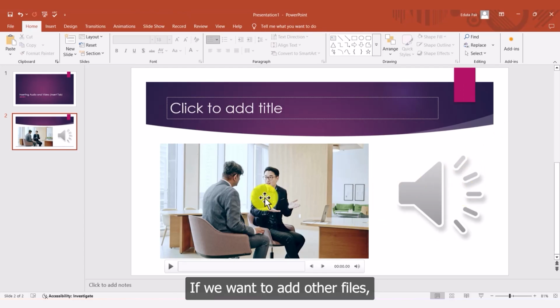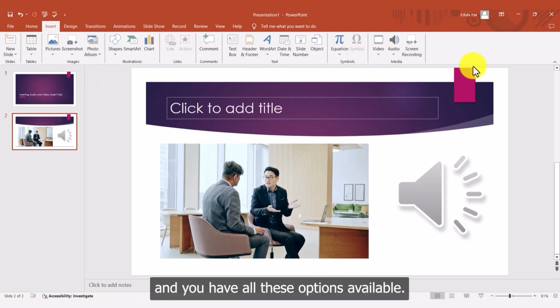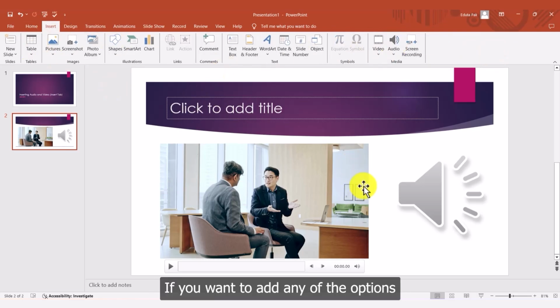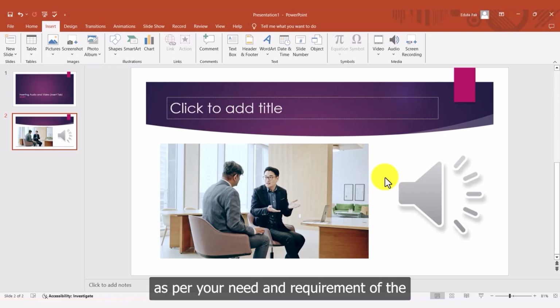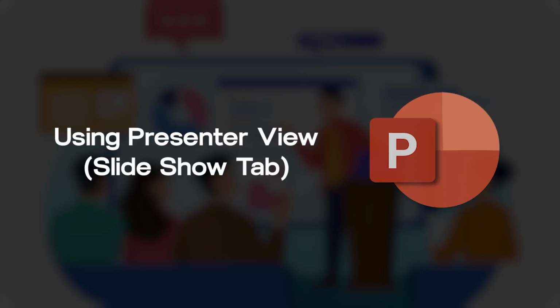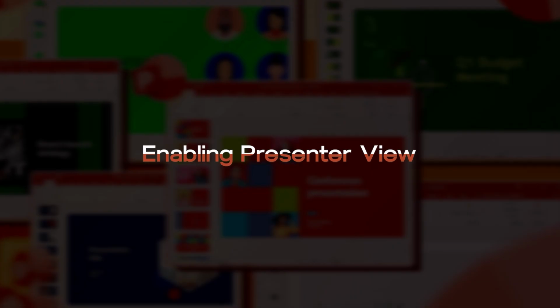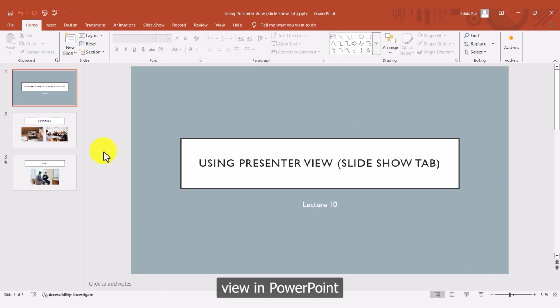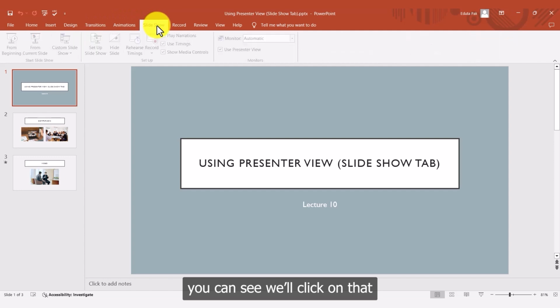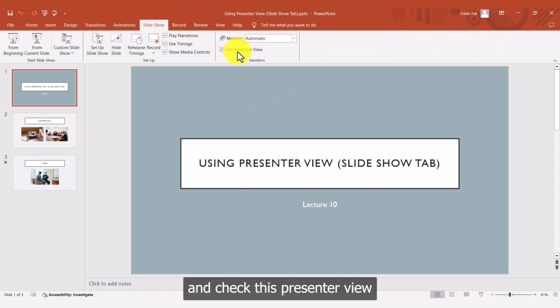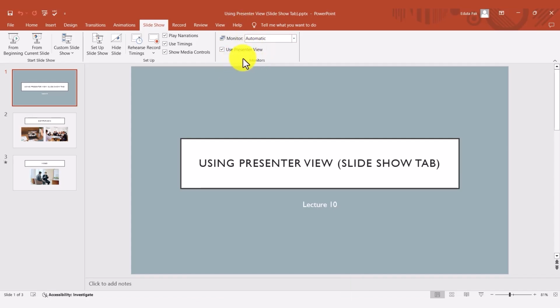If we want to add other files, you can just go to this insert tab and you have all these options available if you want to add any of the options as per your need and requirement of the content you are presenting. Using presenter view, slideshow tab. Enabling presenter view. To activate presenter view in PowerPoint, we'll just have to click on the slideshow tab. Here you can see, we'll click on that and check this presenter view if unchecked, under the monitor section.